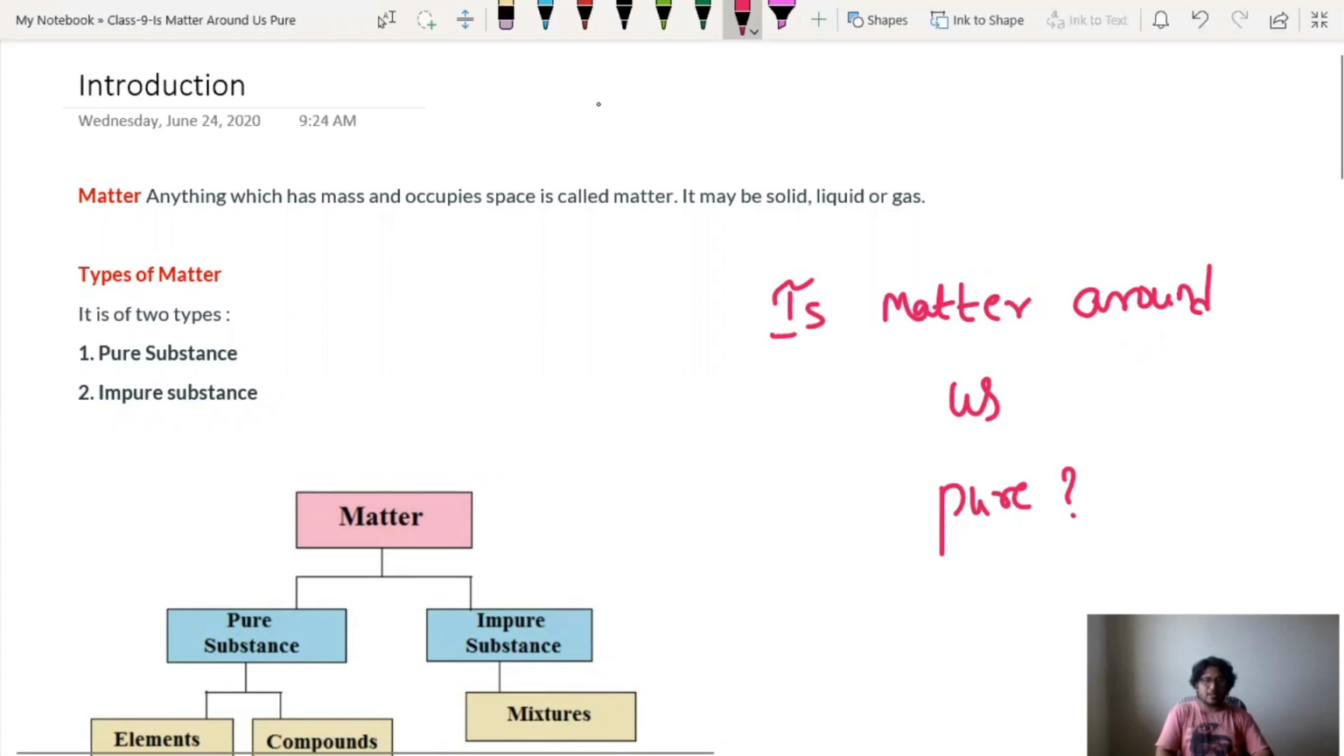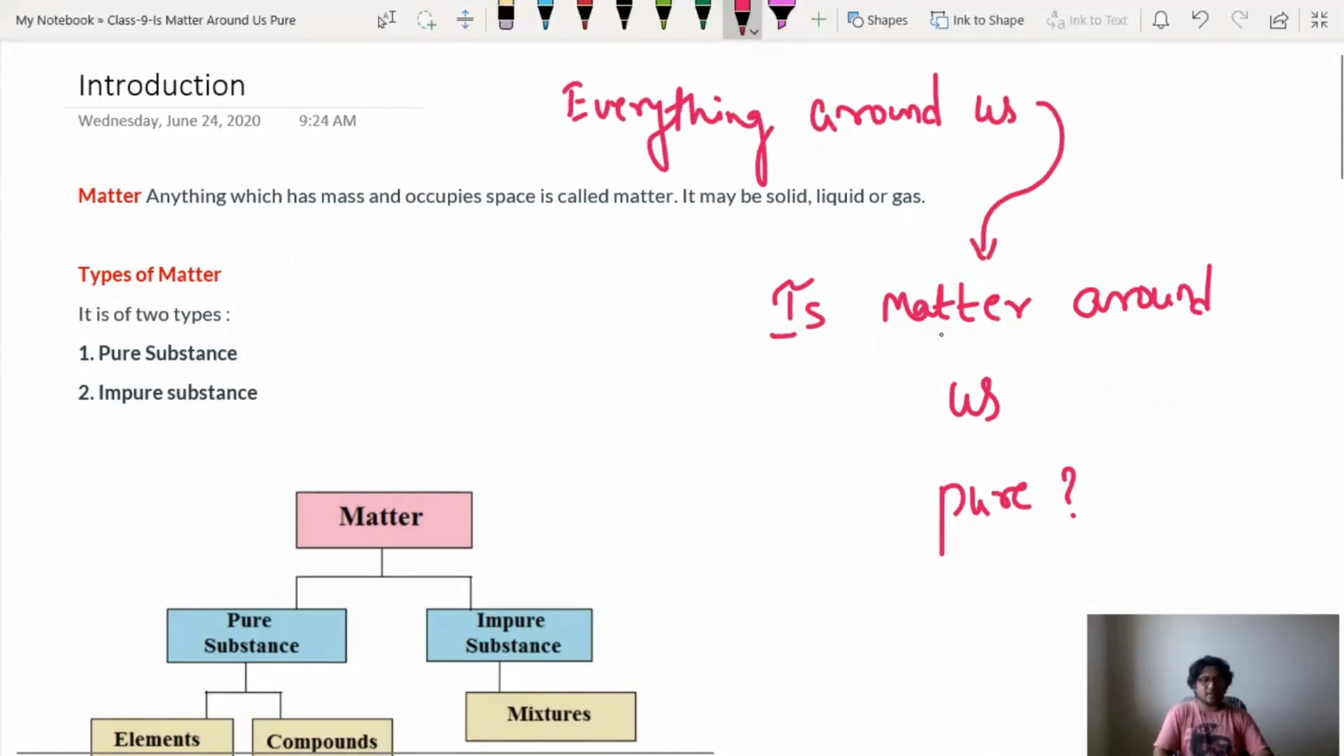If you remember our last chapter, what we have discussed? Everything around us is made of matter, isn't it? But now our duty is to learn whether that matter is pure or impure. That is the concept we need to understand in this chapter.